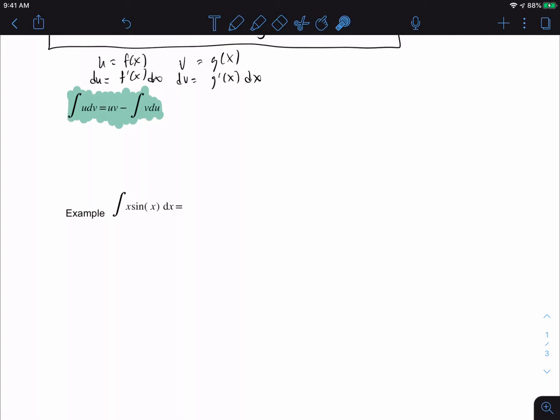And I'm not that smart, but I had a professor that really was. And so he taught me this. LATTE. Just remember it. It's almost like a latte. And the way that this works is it goes like this. So this is for selecting your u. Logs, inverse trig, algebra, trig, exponentials. This is the order from top to bottom in which you choose which is going to be your u.